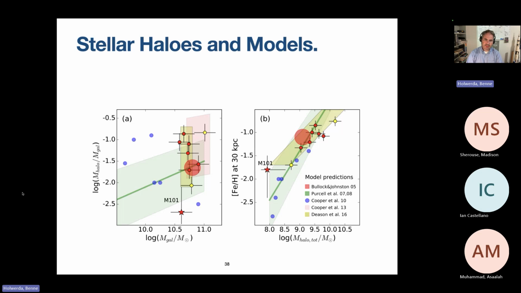So halos in models: how many stars are in that stellar halo, in the fuzzy diffuse part, and M101 is all the way at the bottom there. Does that compare to what we see in other galaxies? They all typically have a couple of percent up to 10% of the stars in this surrounding halo of stars. The model predictions are the color boxes, and for a particular mass galaxy, you expect them to be there. And M101 is almost breaking that rule.